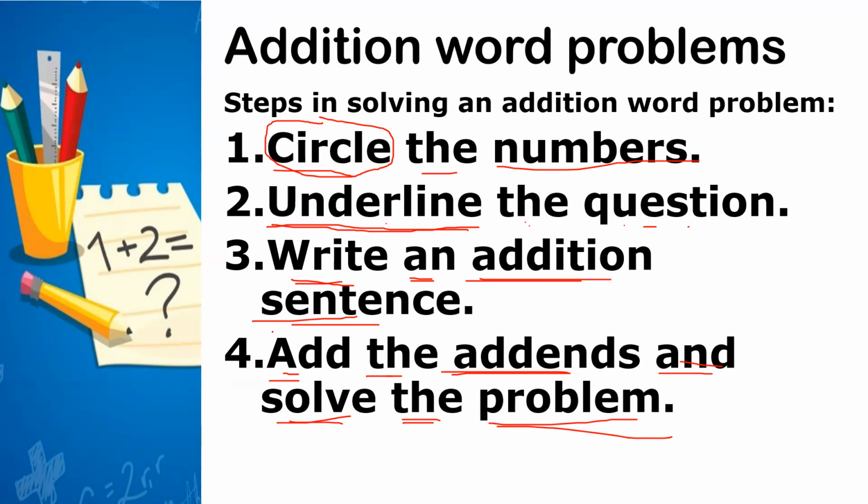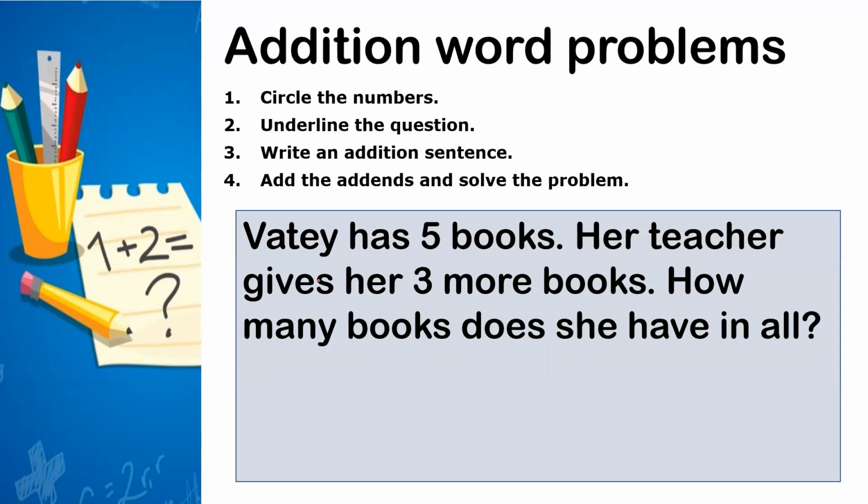Do you remember your addends? Yes? I hope so. Look at the 1 plus 2 on the left side. So 1 and 2 are your addends. And the answer, 1 plus 2 equals 3. So the answer is the sum or the total. All right. Let's practice.